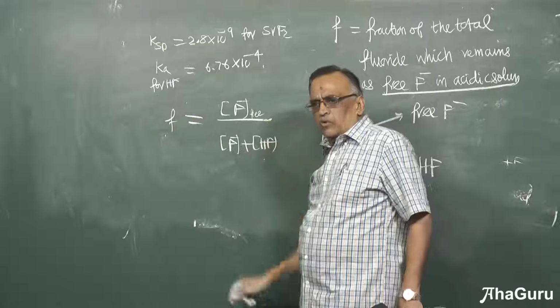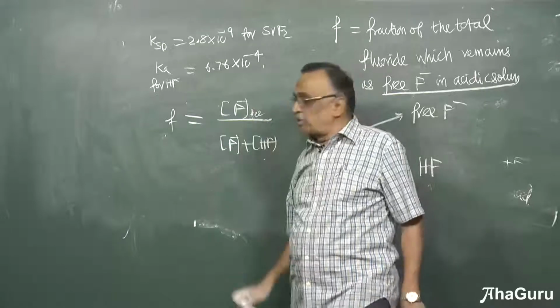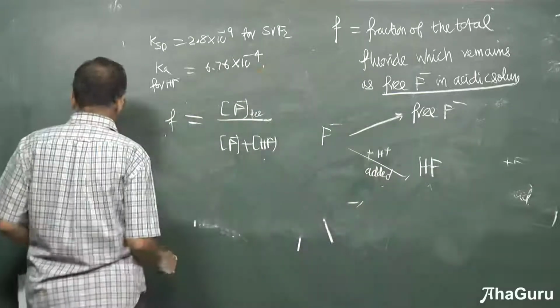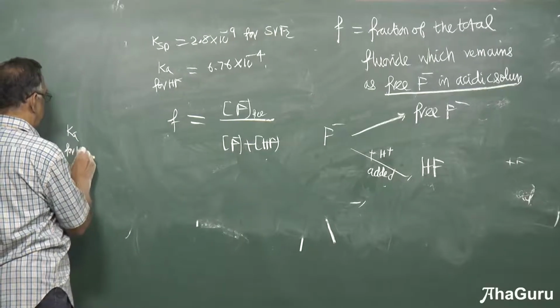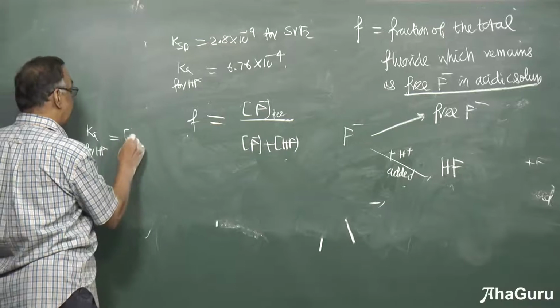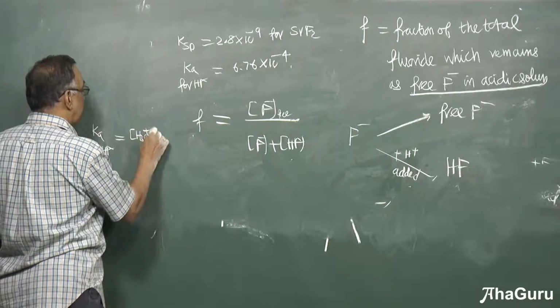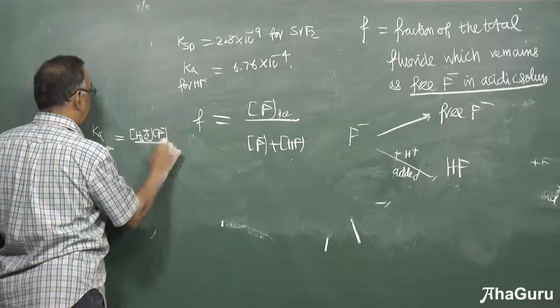This you try to simplify using the Ka expression. What is Ka for HF? Come on. No, I am not asking the value, man. What is the equation? H3O+ times F− divided by HF.